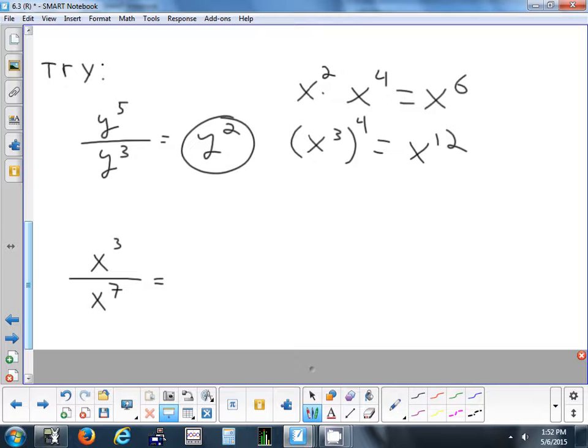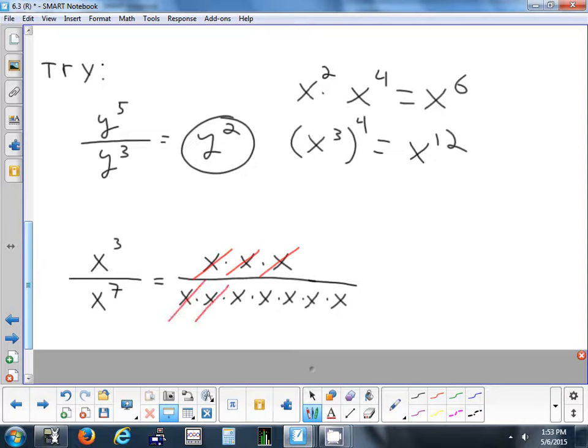Okay, now this one's a little different. Last one had the bigger exponent in the top, smaller exponent in the bottom. Okay, watch what happens here. I'm going to write it out the long way so you can see it. X cubed is x times x 3 times. What does x to the 7th mean? X times x times x times x, 7 times, right? How many x's do the top and the bottom both have in common? 3. So we can cross 3 out from the top, 3 out from the bottom.